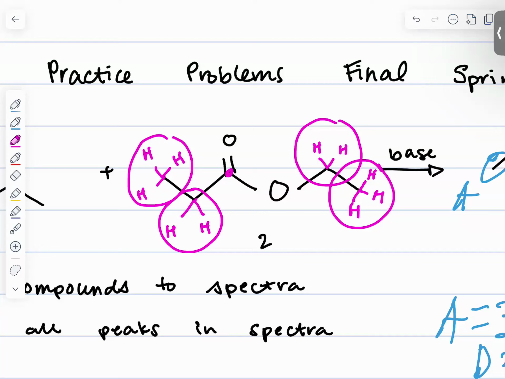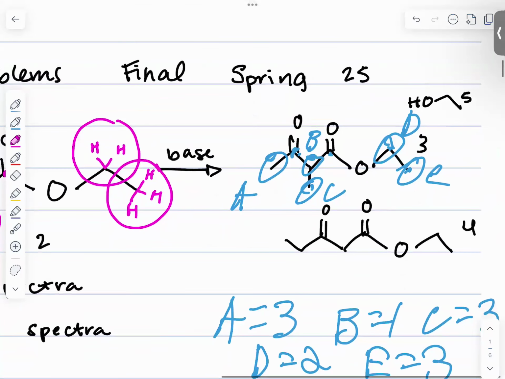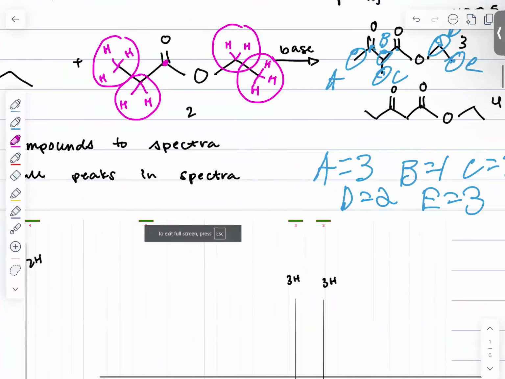Yes, this is just for an example. With the one that we already did, there were 5 groups. And so then we see 5 signals.